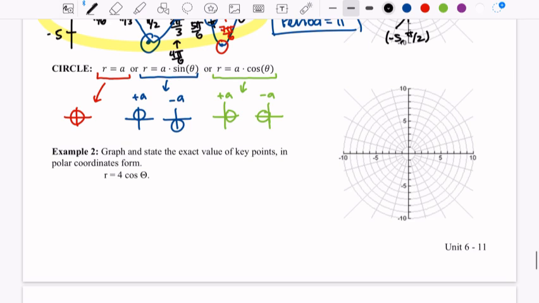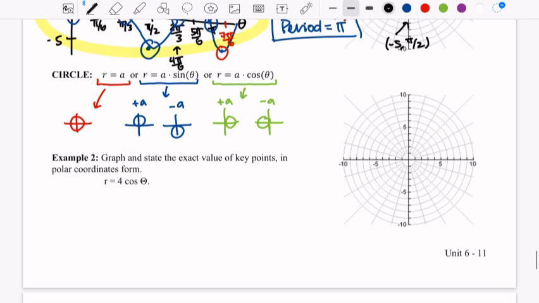The next one that we're going to look at is the circle, okay? So hopefully for the circle, you saw a couple of patterns with it. Okay, so first, if we looked at r equals a, our graph looked like this, and you'll notice that that a represented the radius, okay? And your circle was centered at the origin.